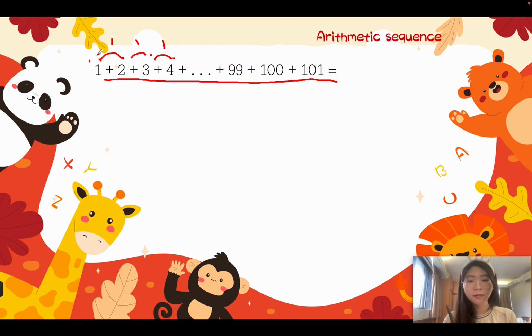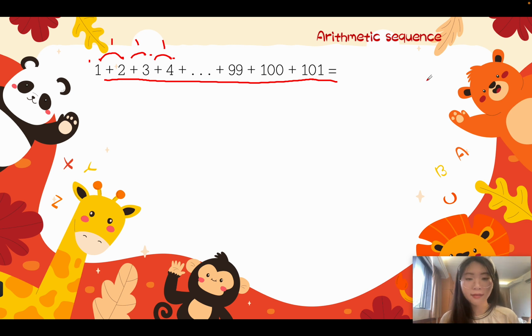When you want to calculate the sum of an arithmetic sequence, you can use a very, very easy way. The first term plus the last term, and then group them, and then times how many terms there are, and then divide by 2, right? Somebody said, teacher, it's hard to remember.